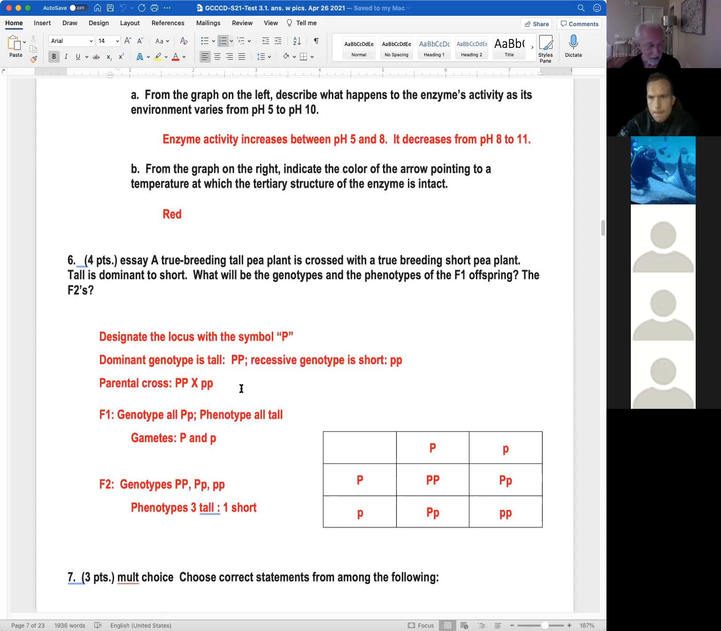Anything else about how to do a monohybrid cross?